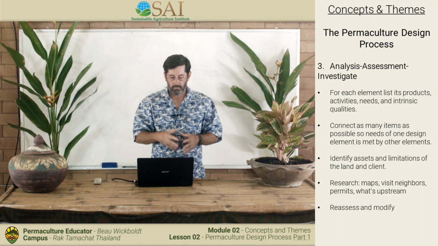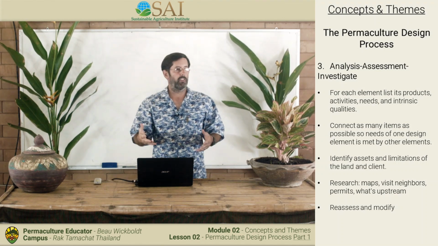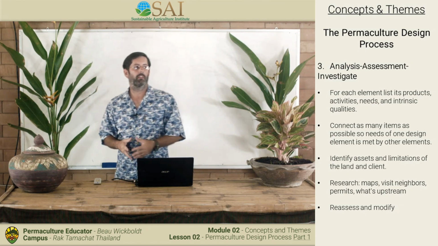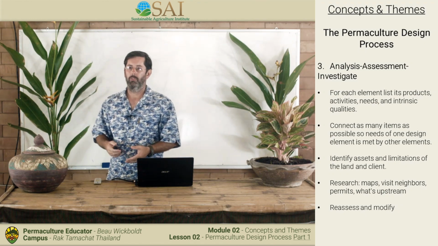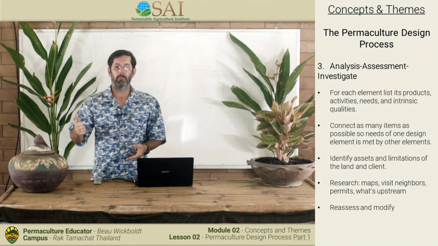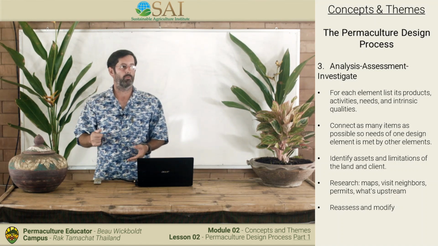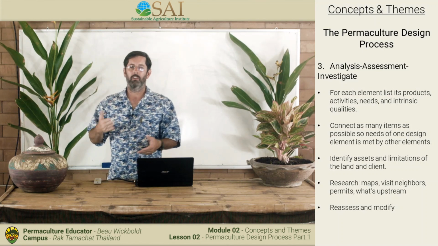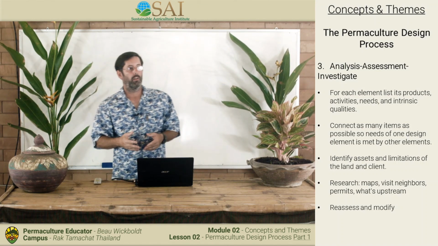Next, we can look at identifying any assets that you have, and limitations of the land and or the climate. What are you good at? What are your passions? What's your skill set? What are your family's passions and skill sets? What are your friends' passions and skill sets? Who can you call on to help you with different things?